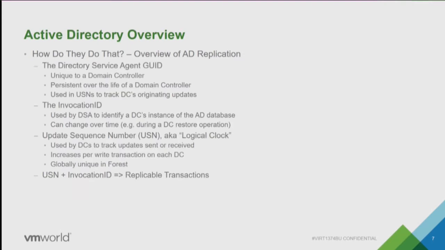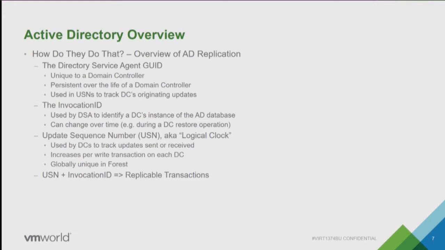Overview of AD replication. The directory service itself has a GUID, a DSA GUID. Please, I'm not teaching you anything you don't know. The GUID is unique to a DC, and it's persistent over the life of a DC. When a DC gets a GUID, that GUID remains with that domain controller for as long as the domain controller continues to live.